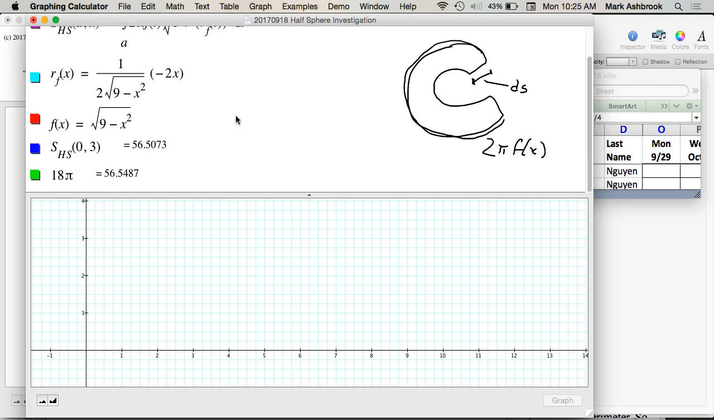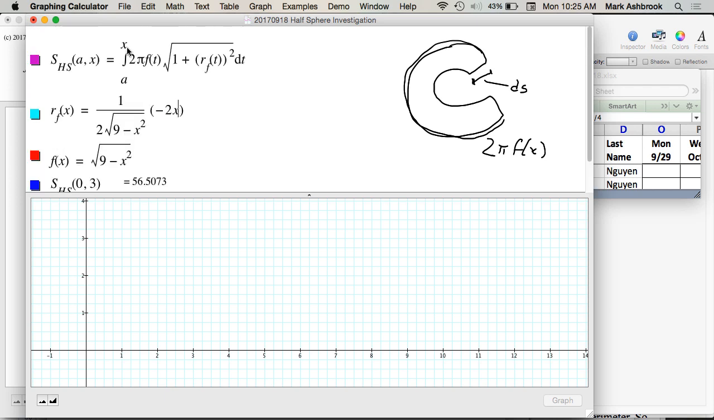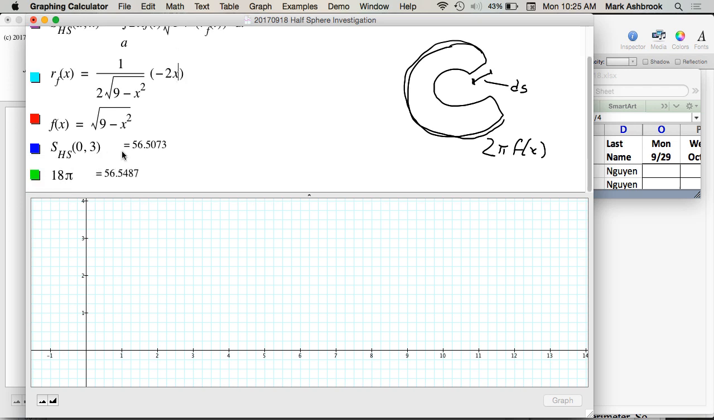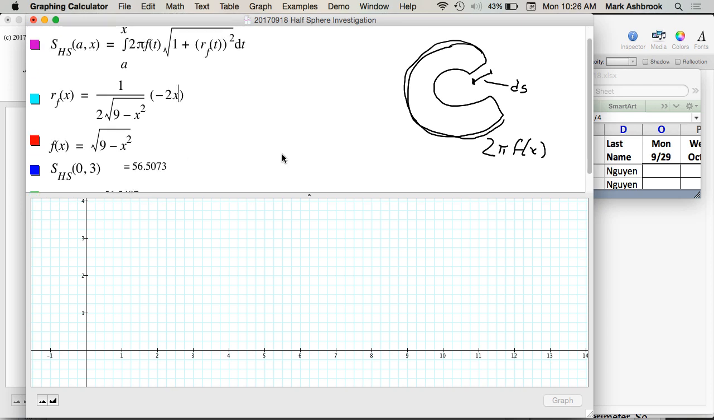Okay, so we come back down here and look at the surface area from 0 to 3. Now that we have the right surface area function defined, it's the same as 18 pi. It works. Any questions?